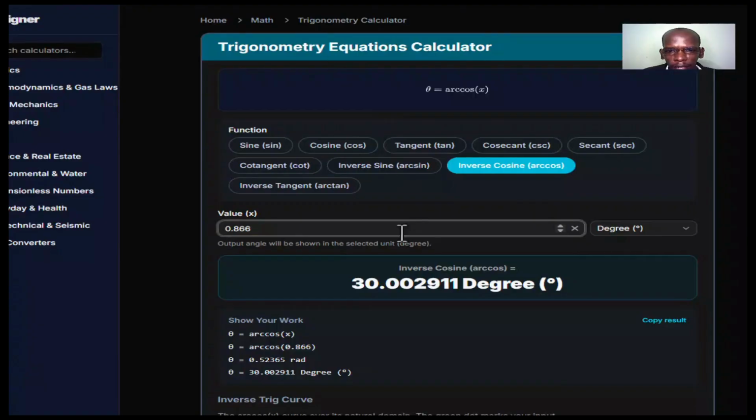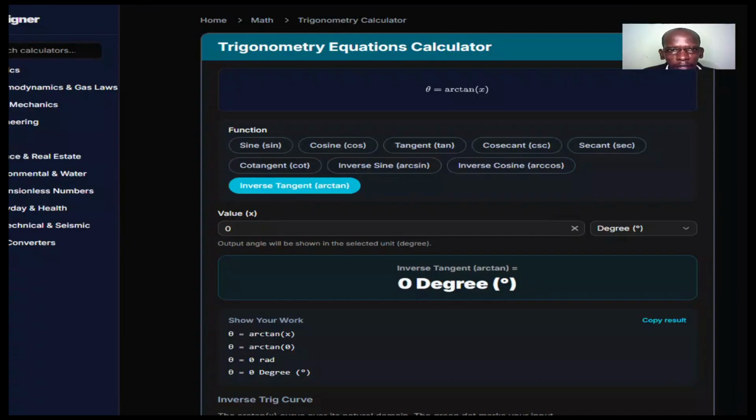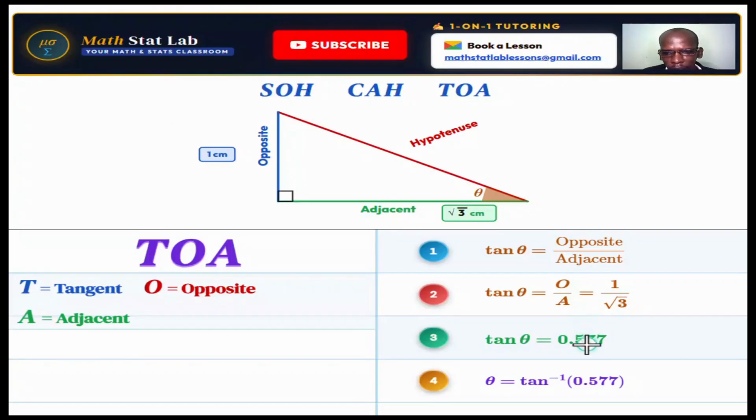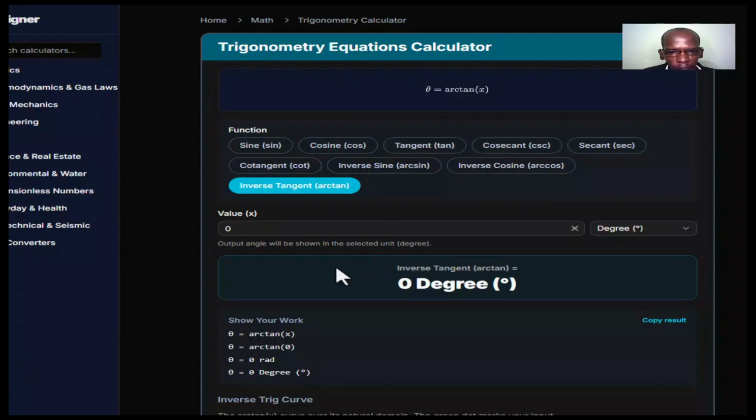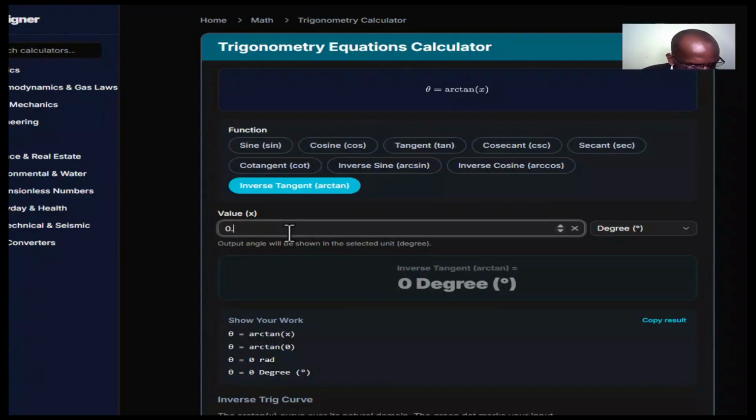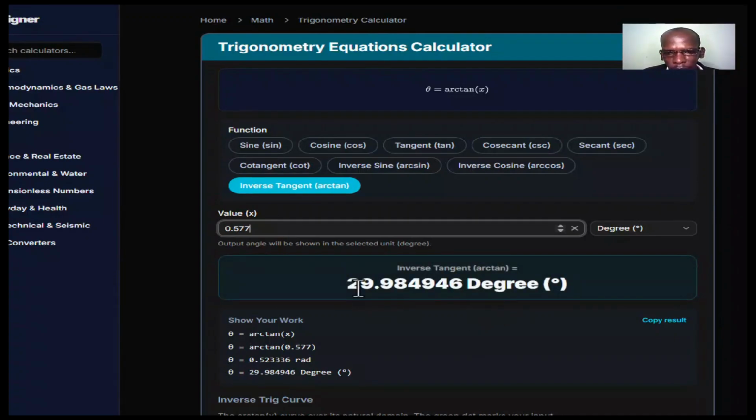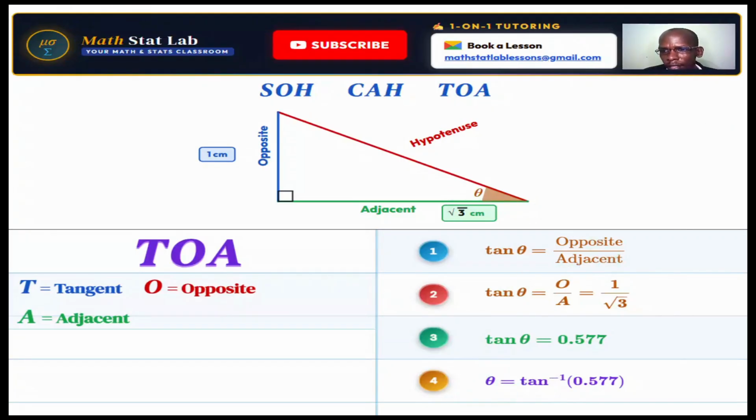So I'm going to the calculator here. I can just go directly and say I want to find the inverse of tan. Our value is 0.577, and the angle becomes 29.9849. When you round this off to the nearest whole number, it will be 30. So if we come back to our angle here, it is still 30 degrees, of course.